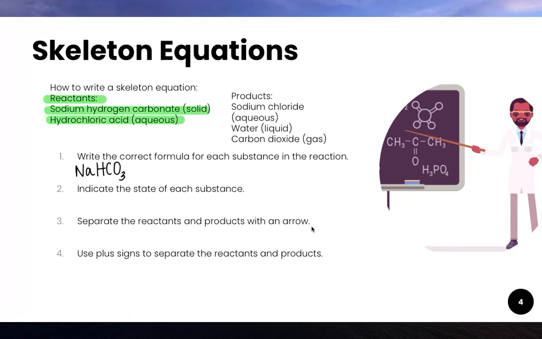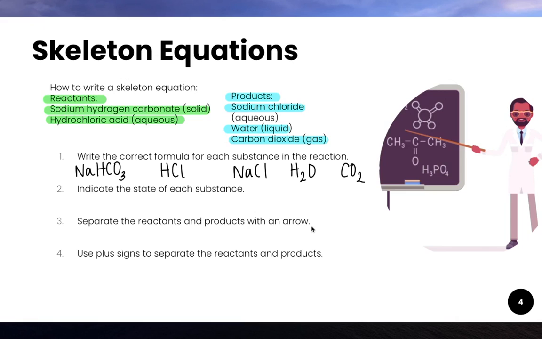I do not expect you to have hydrogen carbonate's formula memorized, but you should have your list of common polyatomic ions from semester 1. That's where you can find that information. Okay, so there's sodium hydrogen carbonate, and it's reacting with hydrochloric acid. Now our products are sodium chloride, water, and carbon dioxide. Okay, so there's step one.